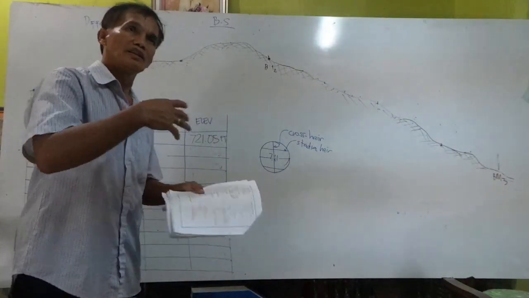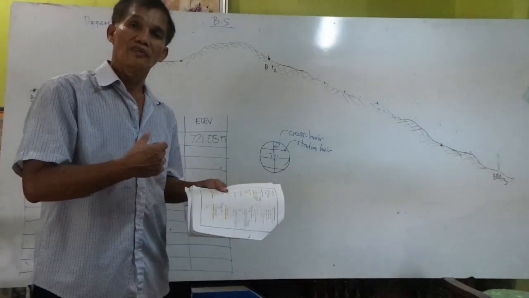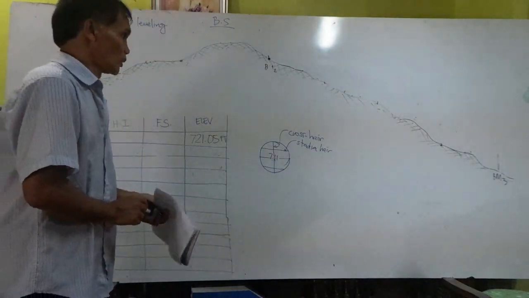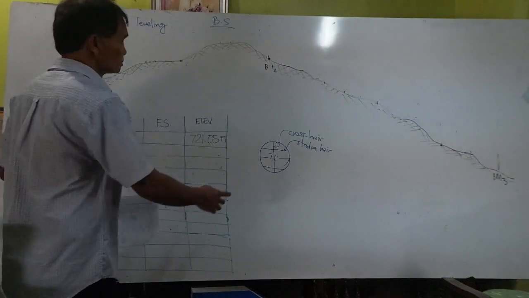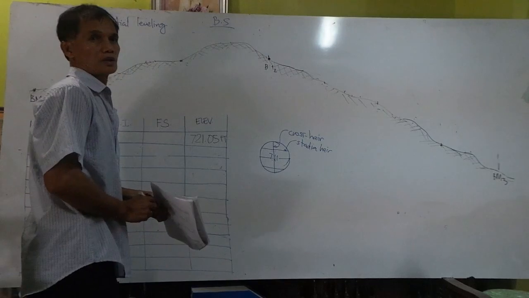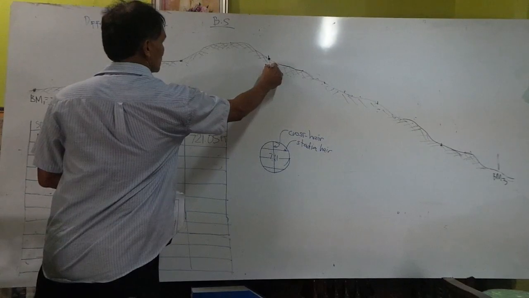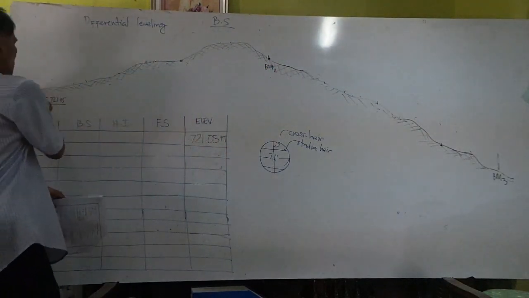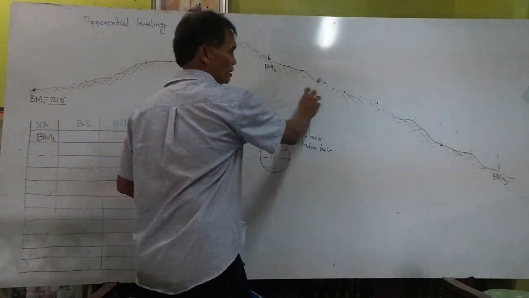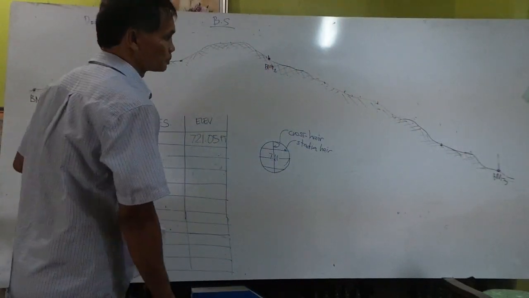So, when you do differential leveling, you always prepare leveling notes, differential leveling notes. In our example, this is the terrain or profile of our road, and we want to establish benchmarks here. We have the starting benchmark, BM 1, then we want to establish BM 2 and BM 3 at these points.